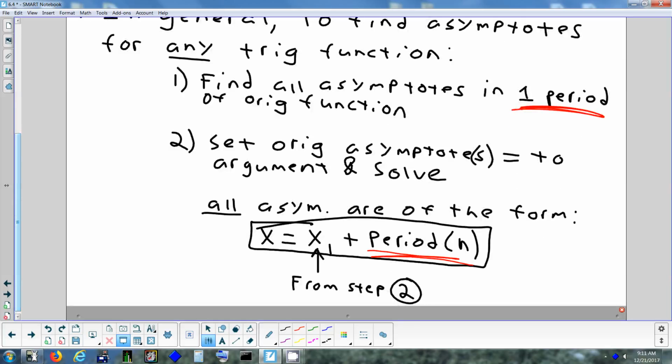And that idea not only works for asymptotes, but you can use it for finding solutions. If I ask you, here's a trig function, tell me every solution. Well, find all the solutions in one period, and then just put plus period times n, because they're going to repeat over and over. Okay. Any questions on that idea?